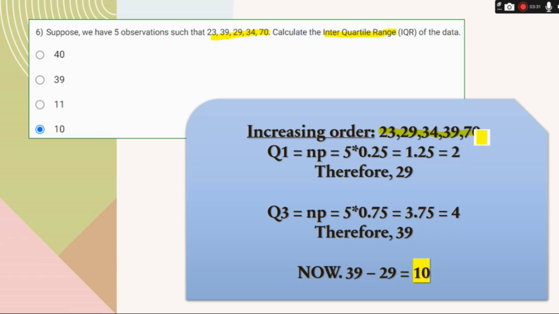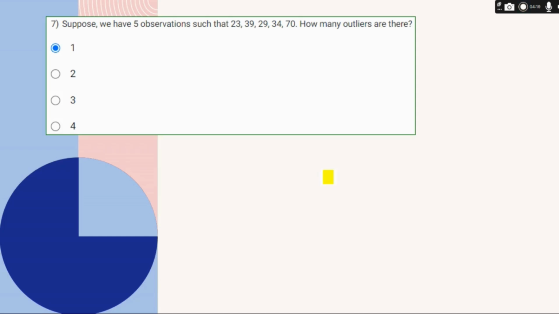Firstly, we will arrange it in increasing order, and then we will find Q1, which will be NP, 5 into 0.25. Why? Because the first quartile represents 25%. And then we will get the second value, 29. Similarly, we will find Q3 and we will get 39. Now we apply our formula, Q3 minus Q1, and we get 39 minus 29 equal to 10. So now our next question.